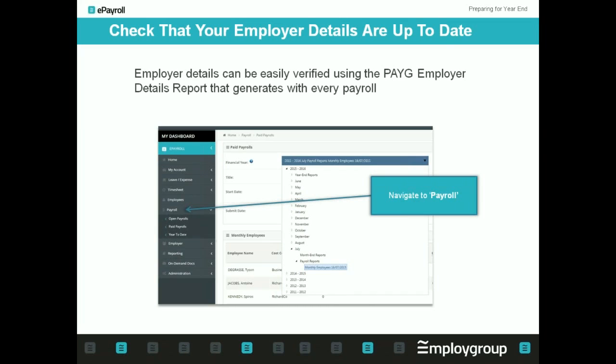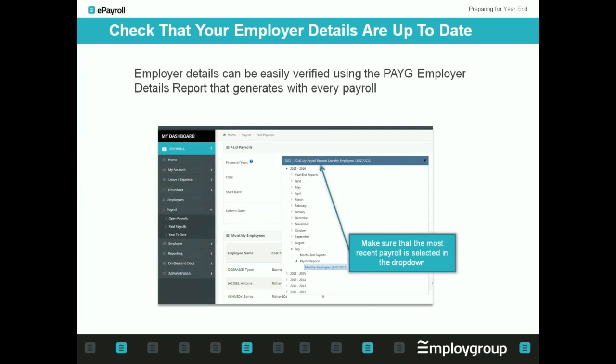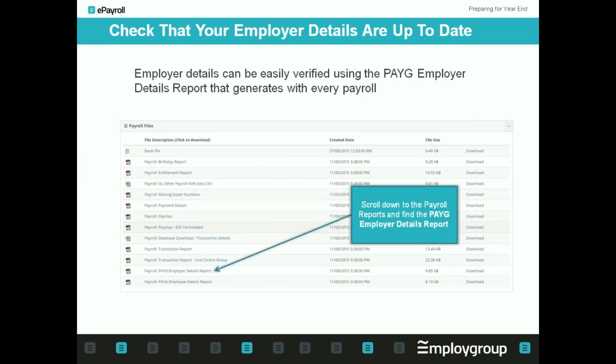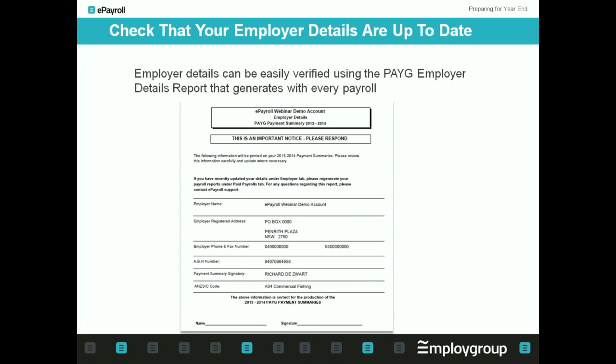Just as a reminder, go to Payroll on the menu on the left, select Paid Payrolls from the menu, make sure that the most recent payroll is selected in the drop-down, go down to the payroll files and click on the Payroll PAYG Employer Details Report. This is what that report looks like, so it will show you all the key information that's needed. We don't require a copy of this report to be sent to us, so it does say this is an important notice, please respond. For ePayroll clients, that's not necessary. Just review it and make sure that it's correct yourself.